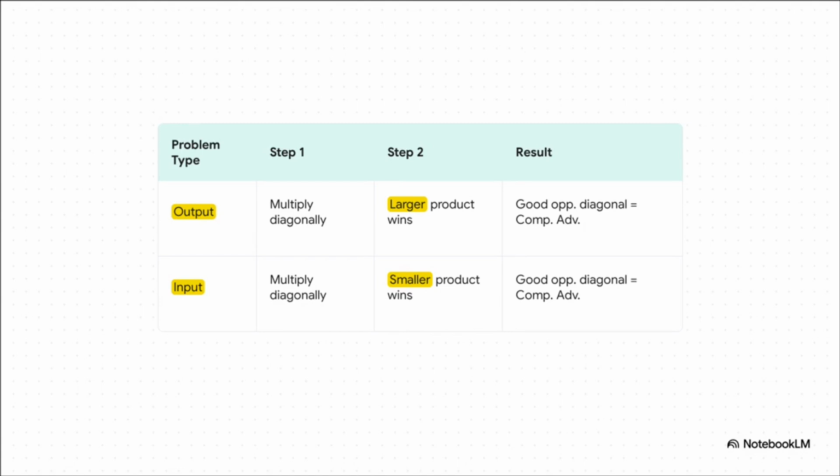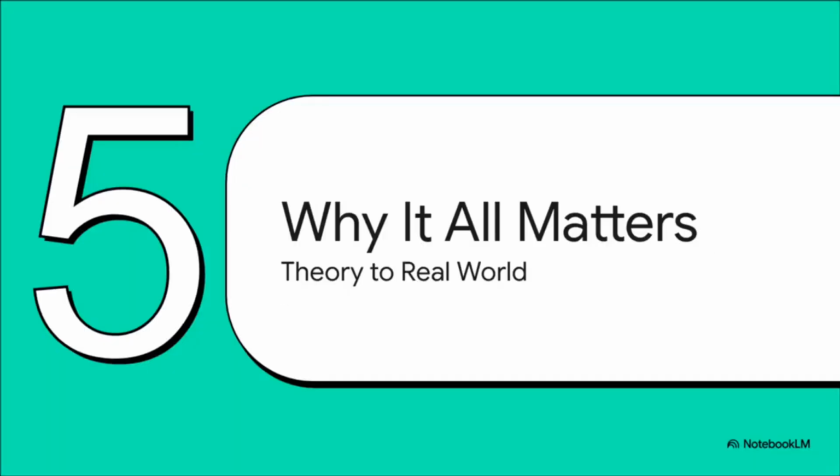Now, which two things did we multiply to get 16,000? It was Alpha's sugar and Beta's wheat. And that's your answer. Alpha gets the advantage in sugar, Beta gets the advantage in wheat. And for an input problem, it's just the opposite. The smaller number wins. You just find the smaller product, see which two goods made it, and you've got your answer. It's that easy.